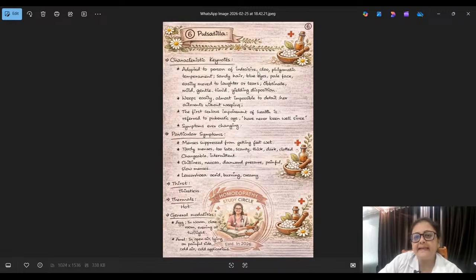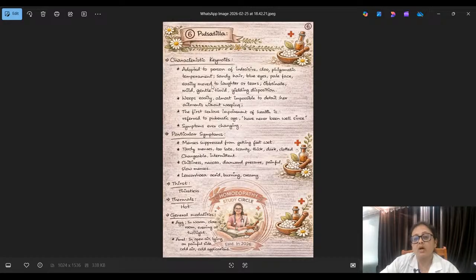Adapted to persons of indecisive, slow, phlegmatic temperament, sandy hair, blue eyes, pale face, easily moved to laughter or tears, obstinate, mild, gentle, timid, yielding disposition. See here also the patient is easily moved to laughter. Here the patient wants company, but it is very different from phosphorus. Phosphorus wants company to stay happy. Pulsatilla wants company so that somebody will give her attention. If so many people are there and nobody is listening to her, she'll not feel good.